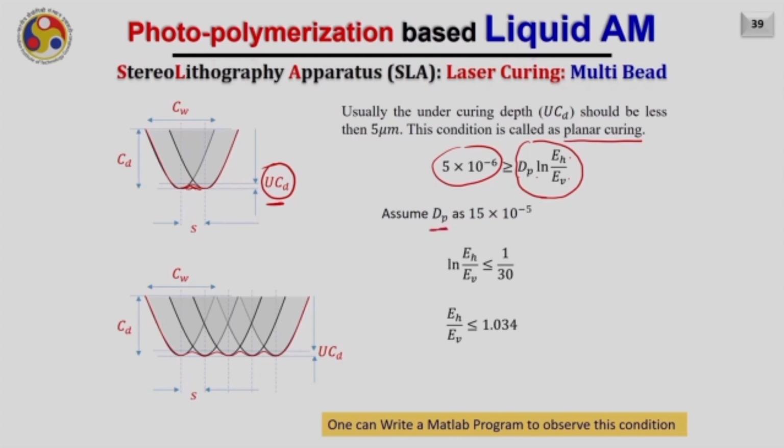Assume that for a particular resin, I am considering only a particular resin, the value of dp is 15 into 10 to the power minus 5. In that case, I will put this value here, and please note that EH divided by EV will be less than or equal to 1.034. Now, for different step overs, whenever you obtain this condition, you can say that is my optimal step over. Meaning to say, you can easily write a MATLAB code to observe this condition.